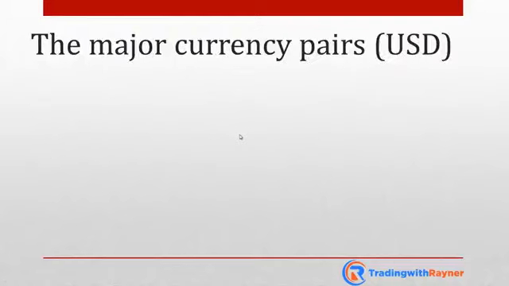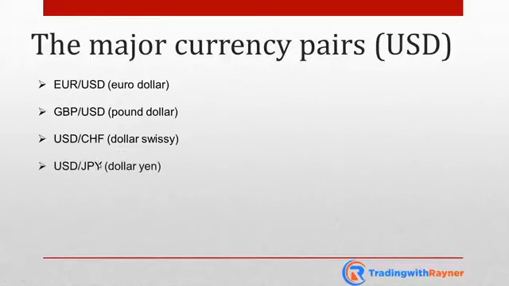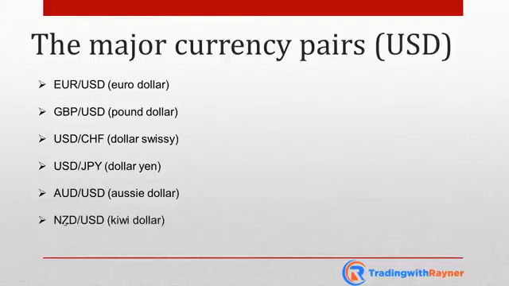The major currency pairs are basically the currencies which are the most traded in the world. There are about 7 major currency pairs, and the first one is Euro dollar, the euro against the USD. The British pound against the USD, pound dollar. Dollar Swissy, the dollar against the Swiss franc. Dollar against the Japanese yen, dollar yen. Aussie dollar, the Aussie against the dollar. New Zealand dollar, otherwise known as the Kiwi, and then dollar Canadian, known as the loonie.